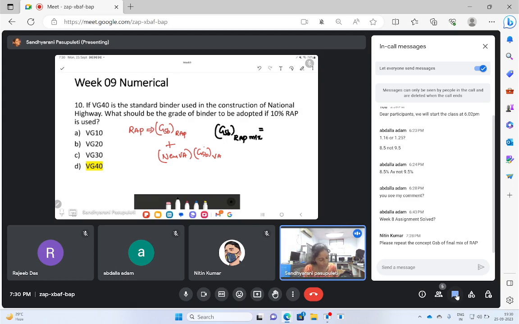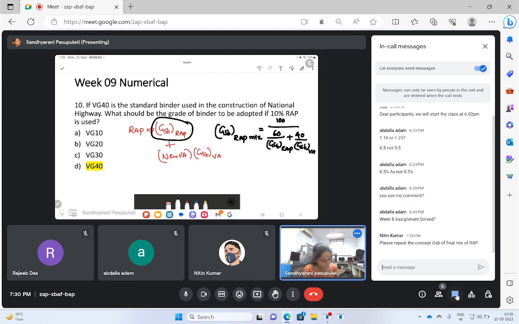So how do we calculate it? Let us say the total mix is 100%. In this 100%, 60% is RAP used, so the corresponding bulk specific gravity of RAP is GSB of RAP. Plus, if 60% is RAP, the remaining 40% will be virgin aggregates, and what is the specific gravity of that?